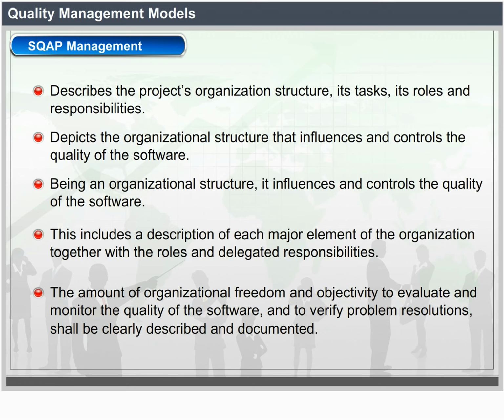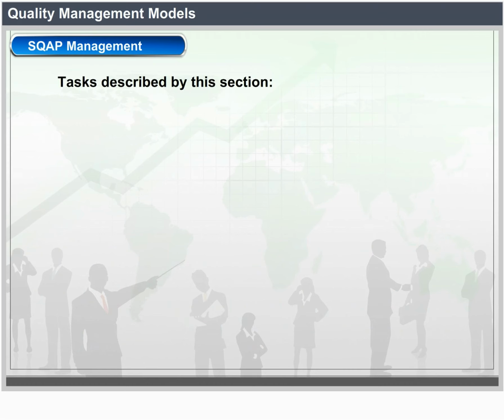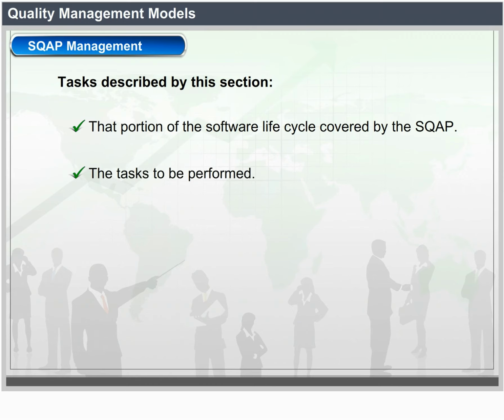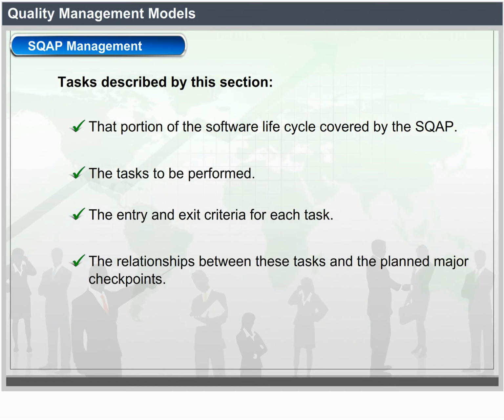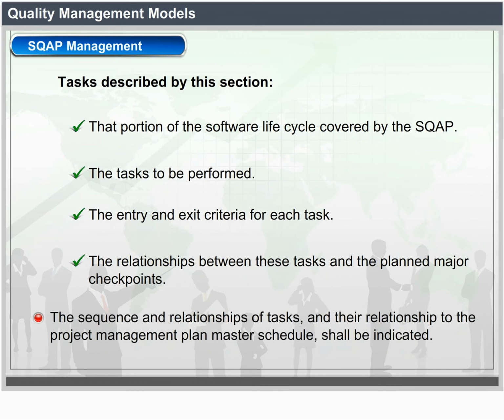Tasks. This section shall describe that portion of the software lifecycle covered by the SQAP, the tasks to be performed, the entry and exit criteria for each task, the relationships between these tasks and the planned major checkpoints. The sequence and relationship of tasks and the relationship to the project management plan master schedule shall be indicated.